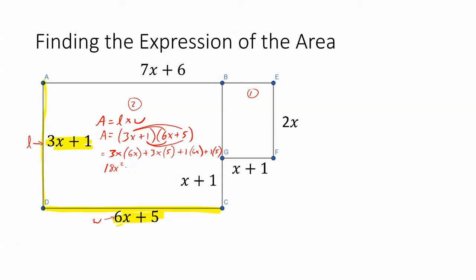That's why it's 18x squared. All right, so 3x times 5, that'll get you 15x. Very nice. 1 times 6x will give you 6x, and 1 times 5 will get you 5, and you're almost there. Can we combine like terms? Yeah, we can combine those two guys. So we have 18x squared plus 15x plus 6x, which is 21x, and plus that 5 constant term. So the area for the larger rectangle is this guy.